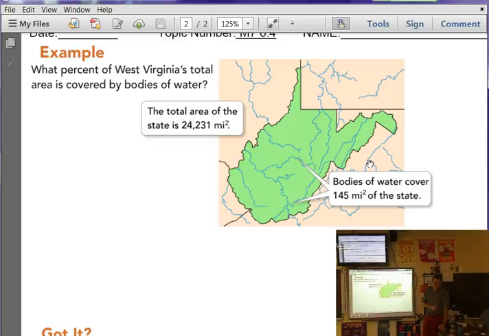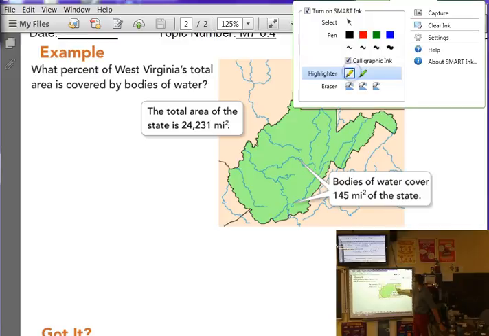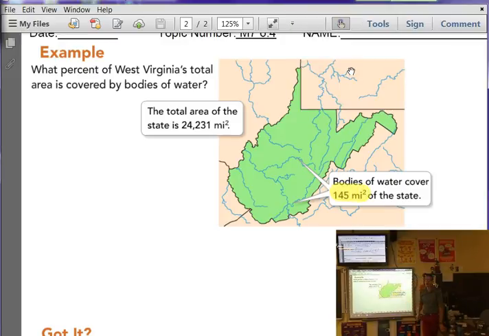So West Virginia, our neighbor. West Virginia has a bunch of water, rivers, lakes, all those things. Bodies of water cover 145 square miles. When you think of 145 not being that big of a number, think of a square mile: a mile that way, make that a square, and now that's 1 square mile. So square miles are very large. The state is 24,231 square miles. West Virginia is pretty large.